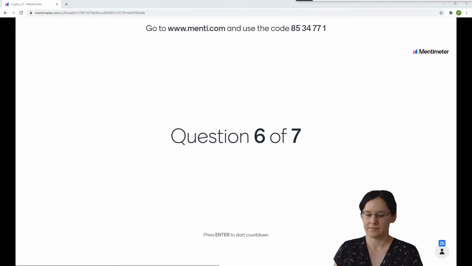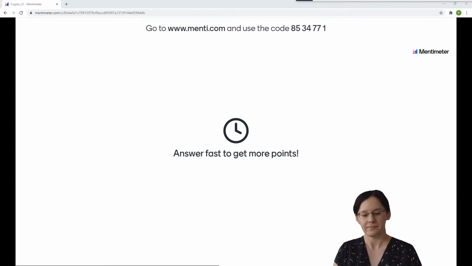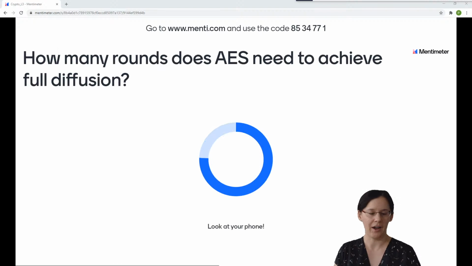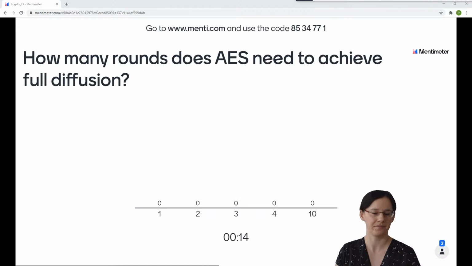Almost done. How many rounds does AES need to achieve full diffusion?